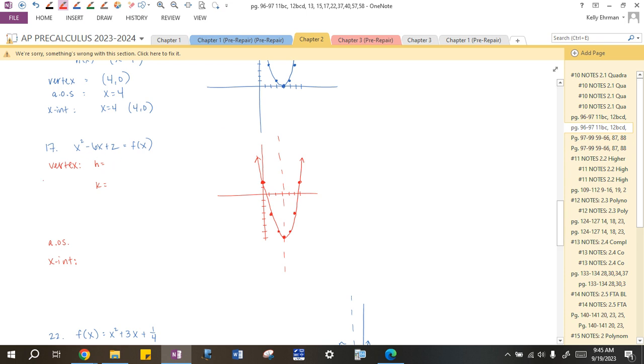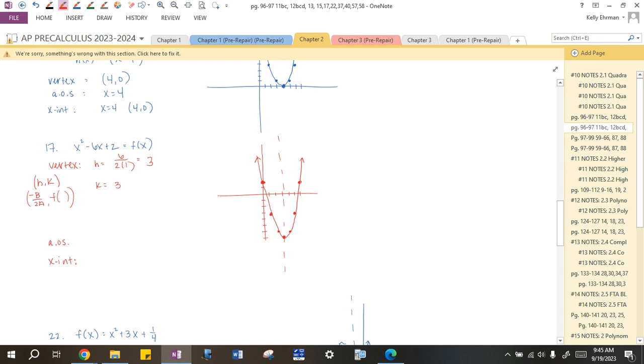So to calculate the hk of the vertex, you start with h. You're starting with the input. The formula is negative b over 2a. We did derive this in our notes. The reason for that is it's just taking complete the square and turning it into a formula. So anyway, negative b would be positive 6 over 2 times a, which is 1. So the input for the vertex is 3.